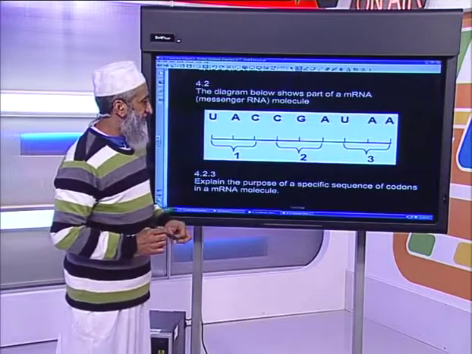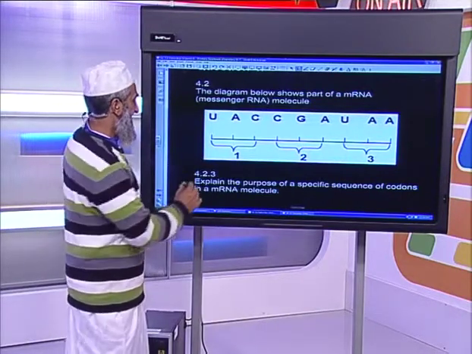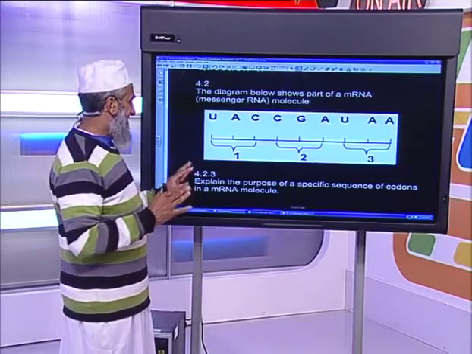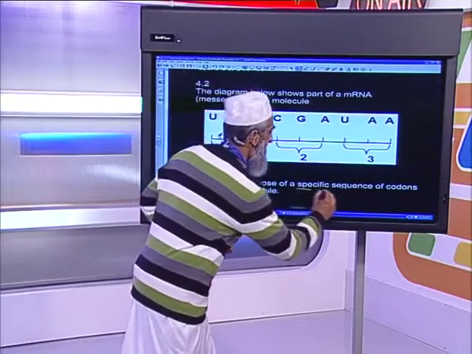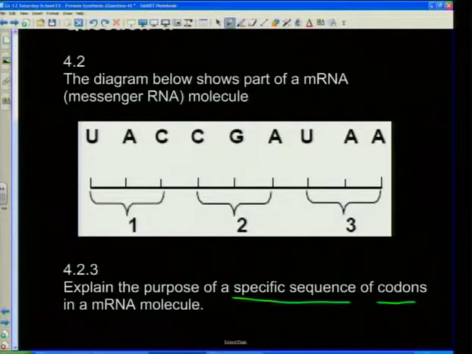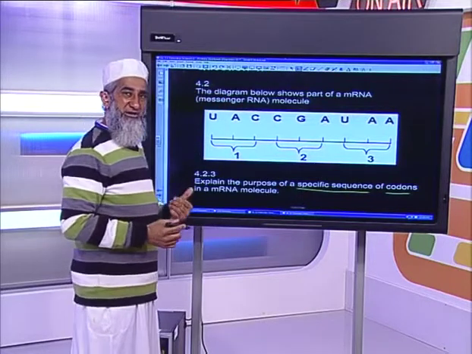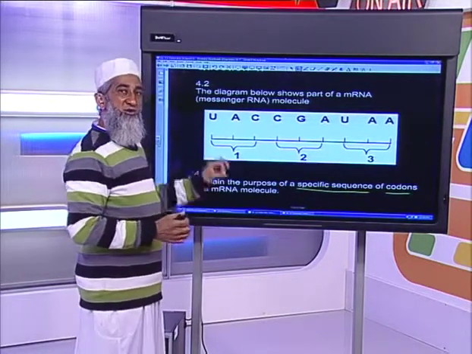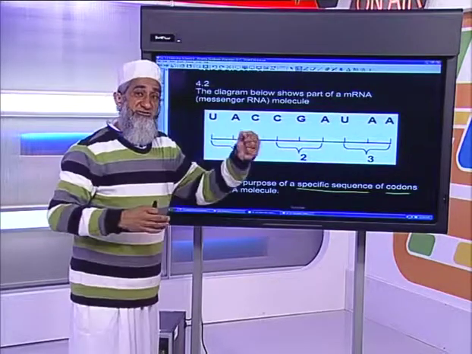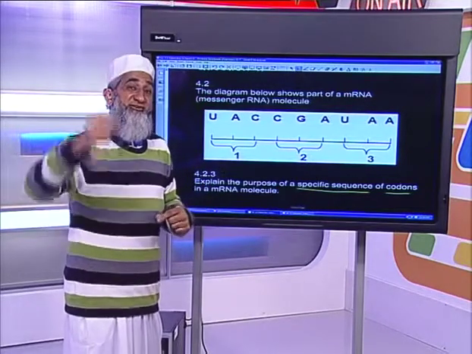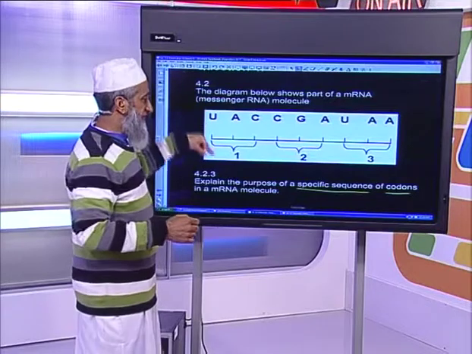Lastly, explain the purpose of a specific sequence of codons in the messenger RNA molecules. Now let's understand this question. The language is loaded. It says explain the purpose of a specific sequence of codons. In other words, what they're saying, guys, is why are the messenger RNA sequenced in this way? What's important about this? Obviously, from what we've been talking about earlier, the messenger RNA would be coded according to the genes provided by the DNA. This, in turn, codes for different transfer RNAs to come and attach to the messenger RNA.